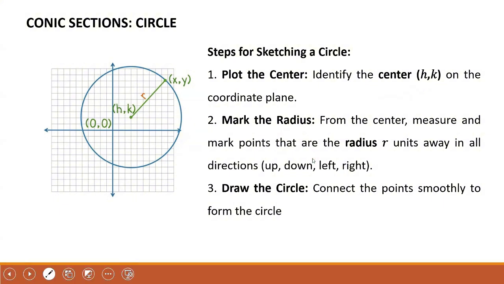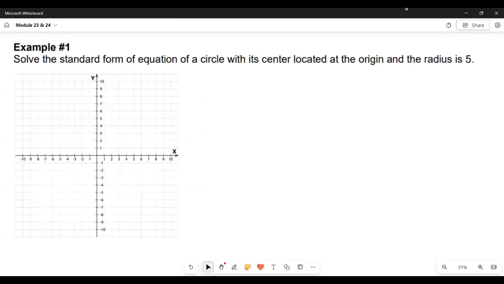Okay? So I think na-present na natin yung concept ng conic section circle. Let's proceed to our example para mas maintindihan natin yung concept ng circle when it comes to context of analytic geometry. Okay, class. Let's try solving this first example. Example number 1. Solve the standard form of equation of a circle with its center located at the origin and the radius is 5.